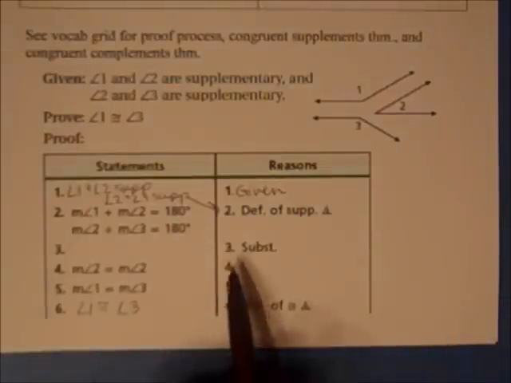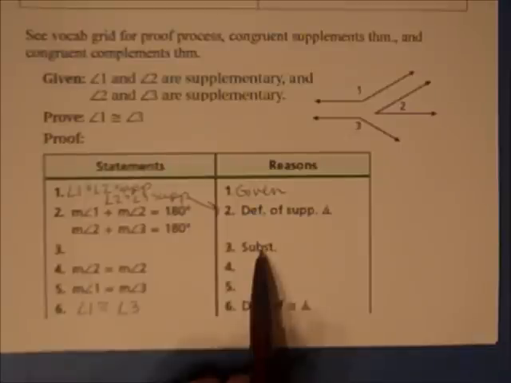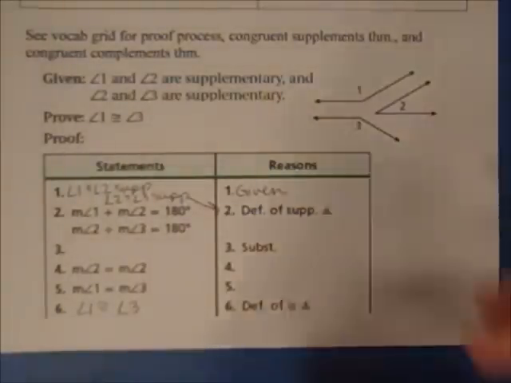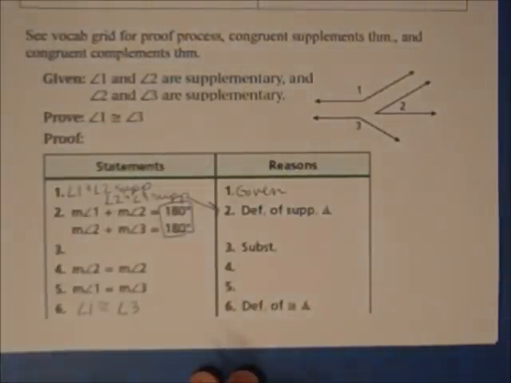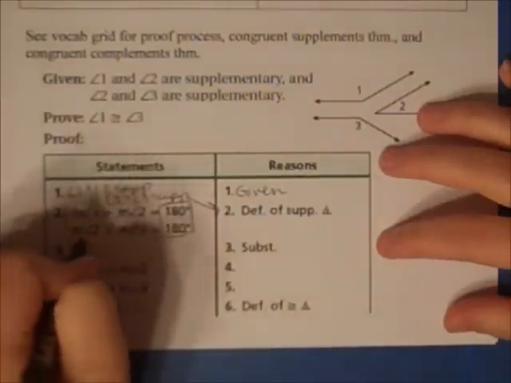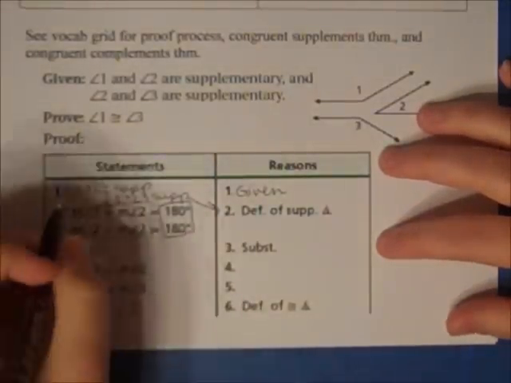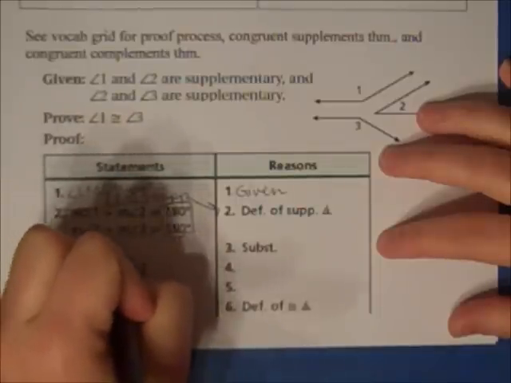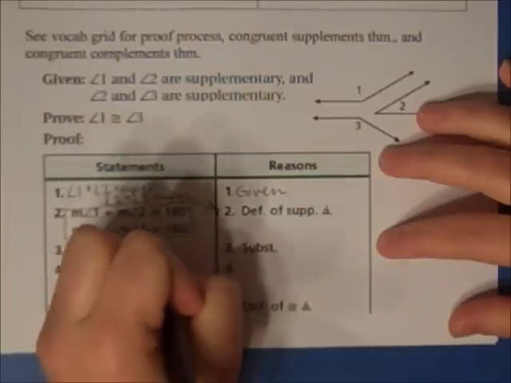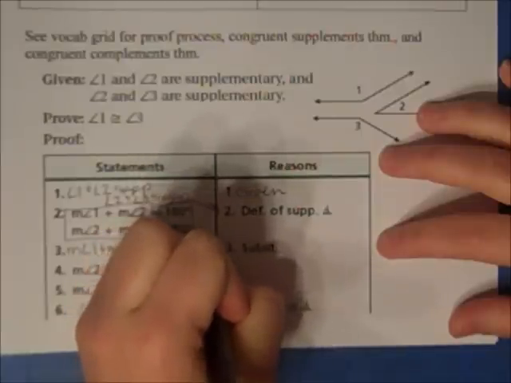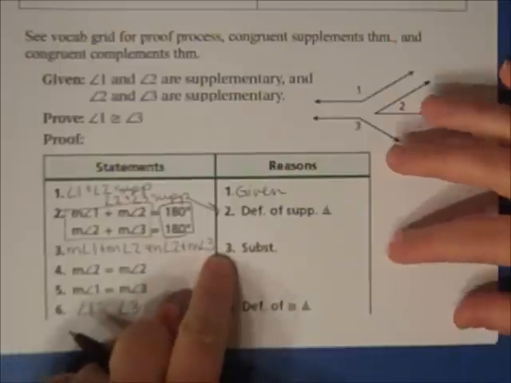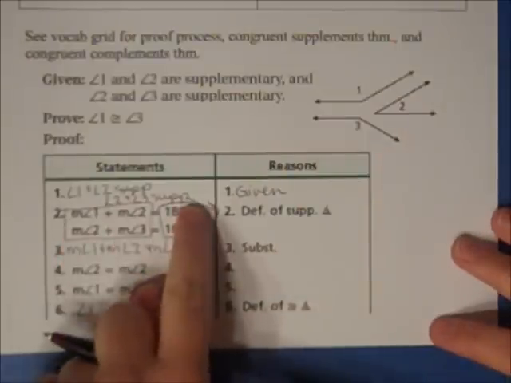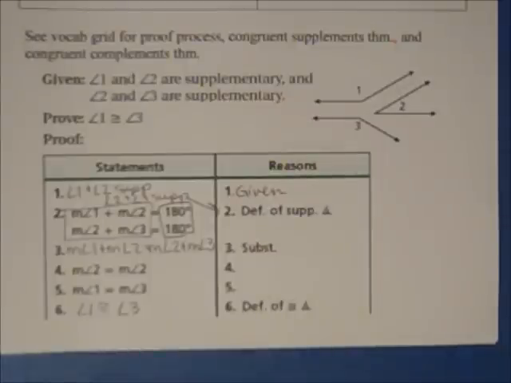The third step says that we're going to need to do some substitution. When you know you have to substitute, what you need to look for is something that they're both equal to. And in this case, they're both equal to 180. So 180 is like my bridge. If they're both equal to 180, then I can set them equal to one another. So I eliminated the 180 and I went straight from 1 plus 2 equals 2 plus 3. I basically substituted 2 plus 3 in for 180. I swapped it in there.